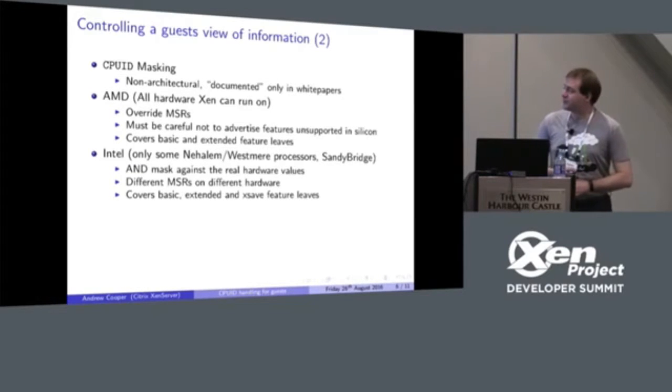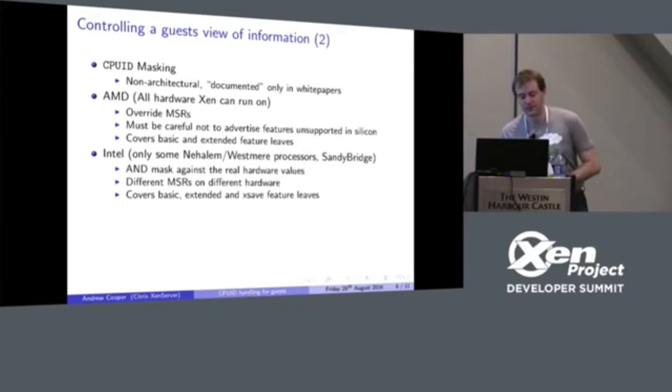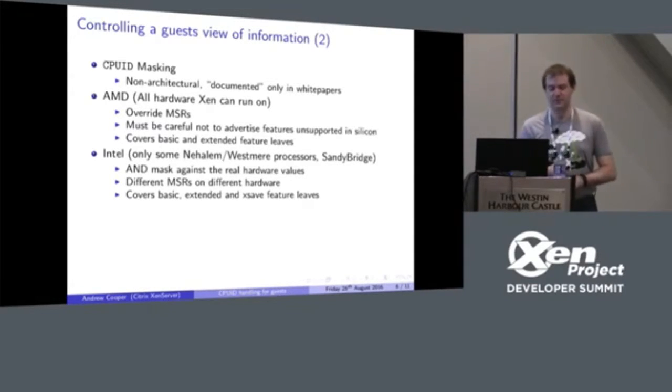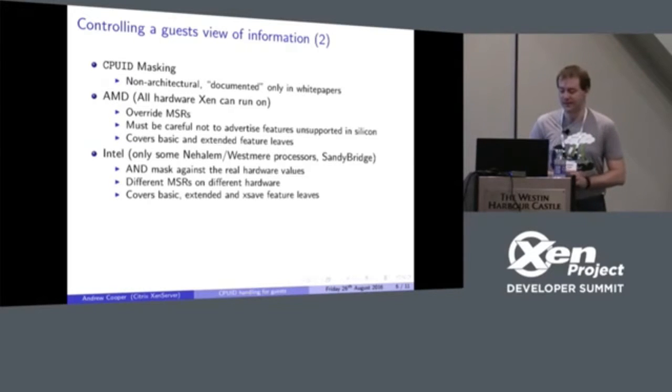Intel is different. It's an AND mask against the real hardware values, and because things are complicated, there are 7 different MSRs depending on exactly which variation of the processor you're on. So AMD covers the basic and extended feature leaves, which is kind of fine for them. The Intel covers the Xsave leaf as well, and there are a few other random small ones around.